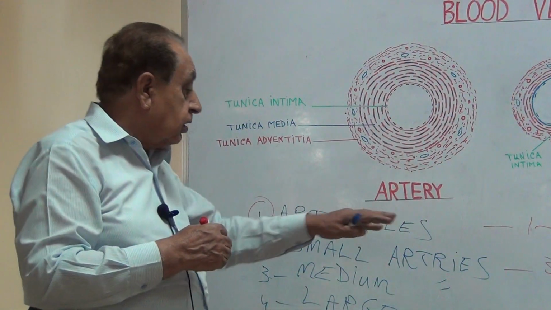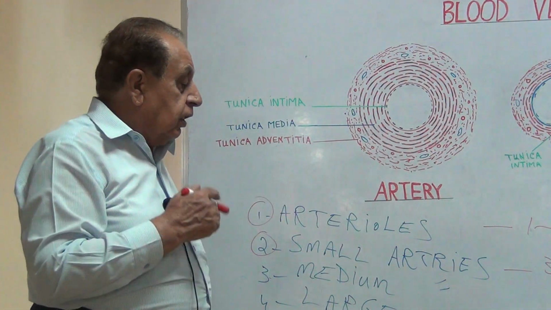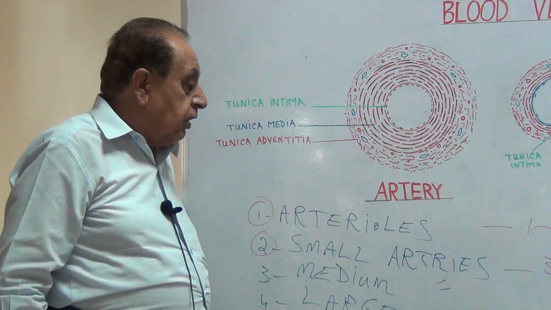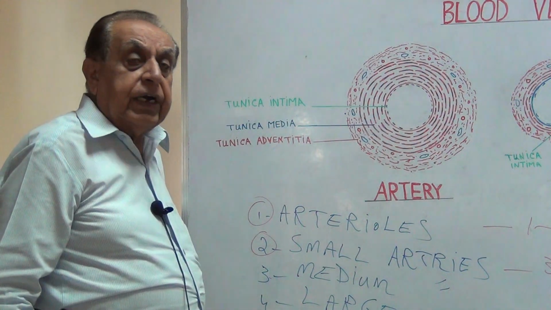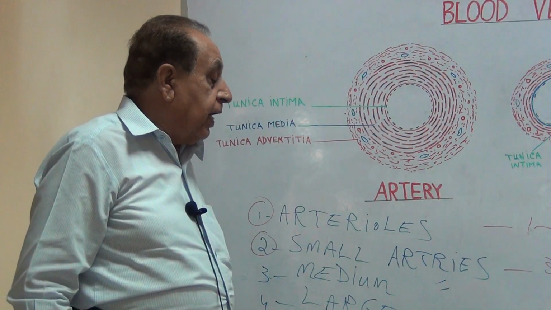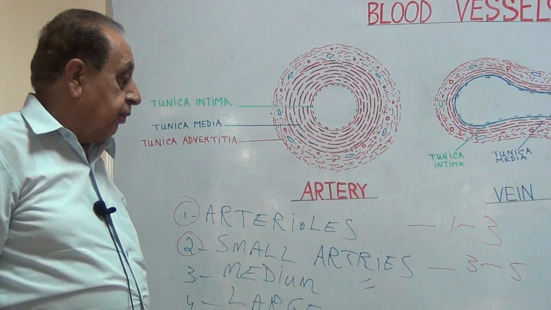So small arteries also have the tunica intima, or the endothelial layer. Then outer to that is the tunica media, which contains 3 to 5 layers of smooth muscle fibers, and the outermost one is the tunica adventitia.